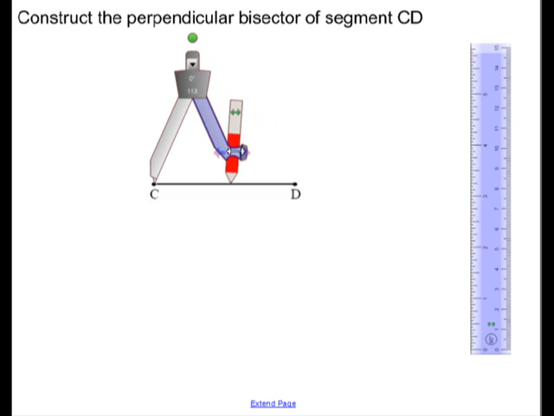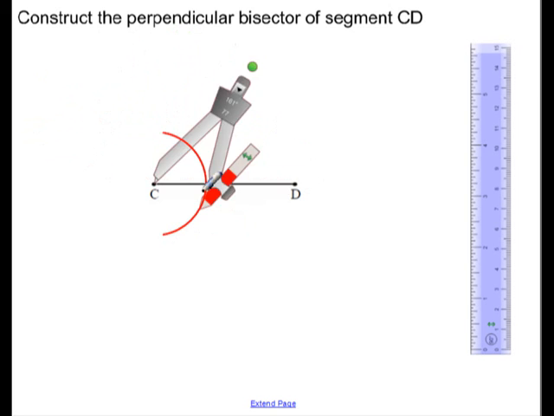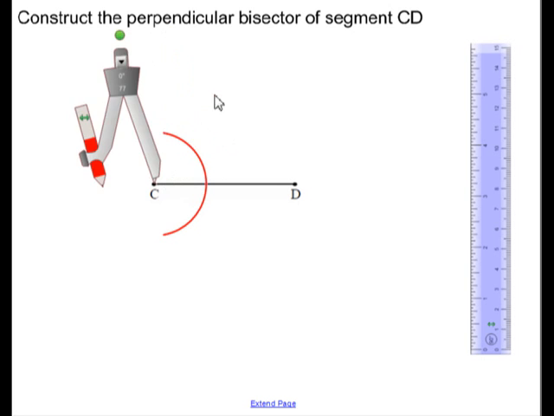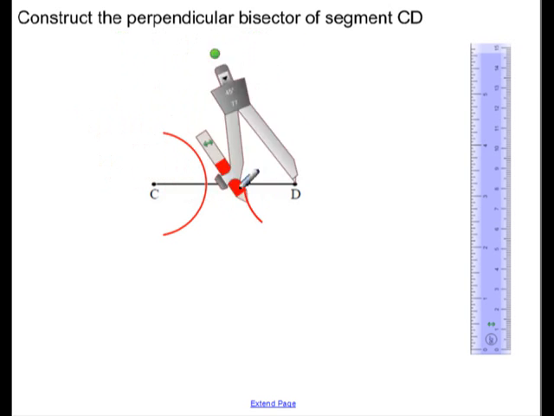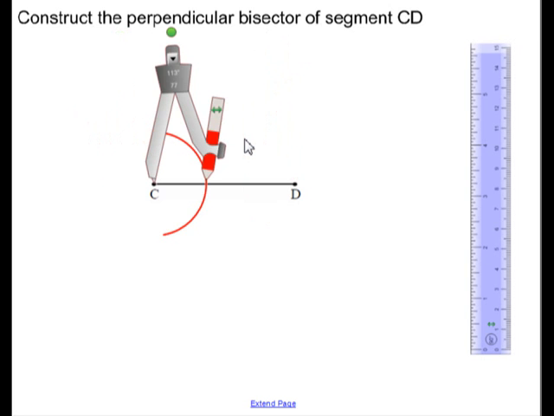Well, if the distance I choose is too short, then they won't intersect. So these points that are all this distance away from C that I just made up, if I do points that are that same distance away from D, they won't actually intersect, so I won't get a perpendicular bisector. So now let's try that again the right way.